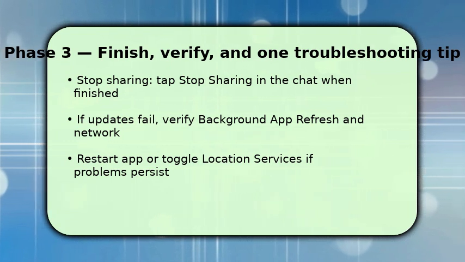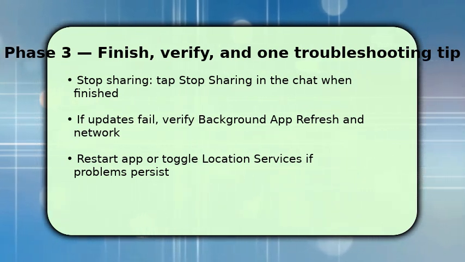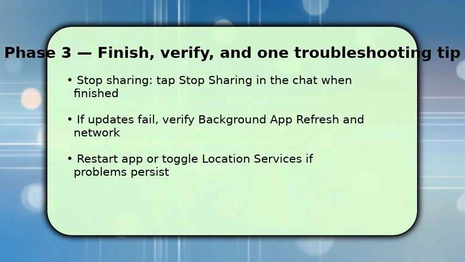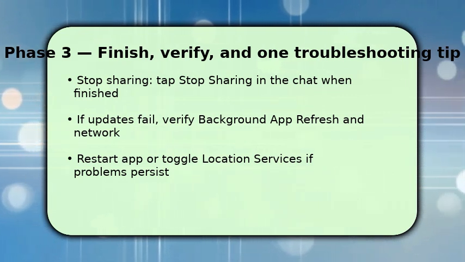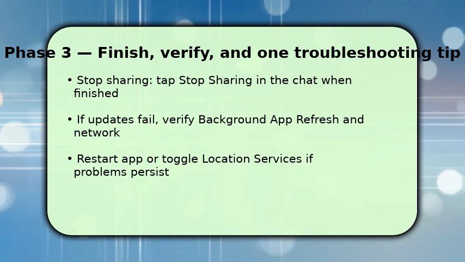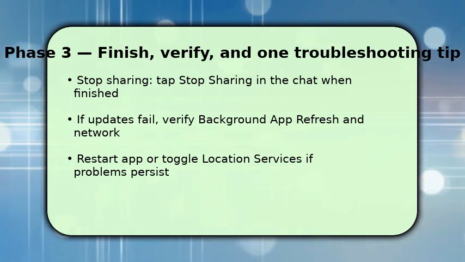If location updates look stale, make sure background app refresh is enabled and cellular or Wi-Fi is active. Poor connectivity stops live updates. Also confirm WhatsApp still has location permission.